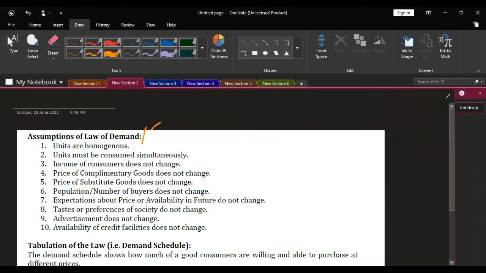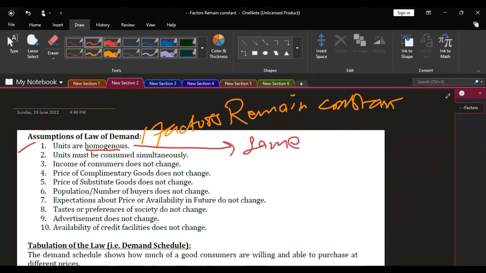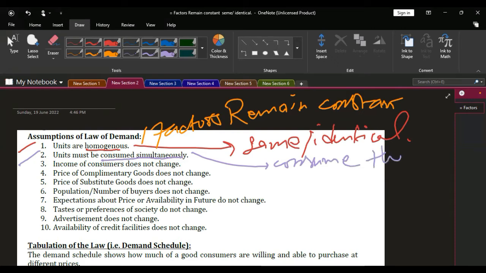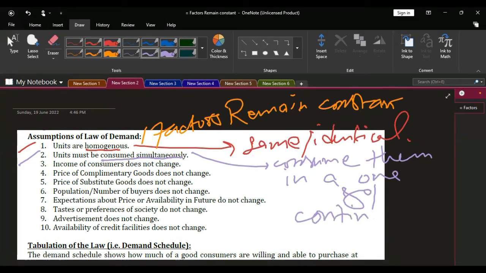What are the assumptions or the factors that we have considered to have remained constant? These are: units are homogeneous. All units are considered the same or identical. Second one is units must be consumed simultaneously, and that means the consumer consumes them in one go or in a continuous manner. There should not be unnecessary delay between such consumption.